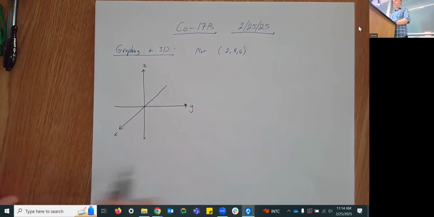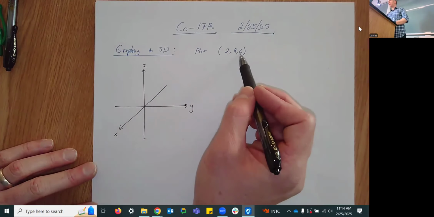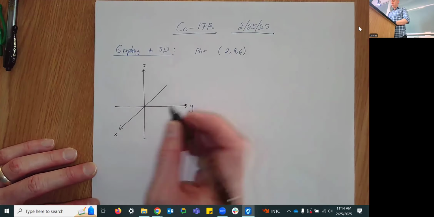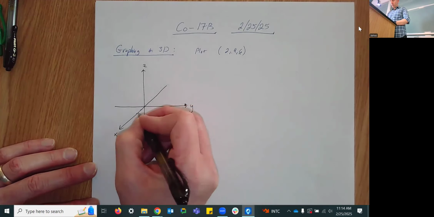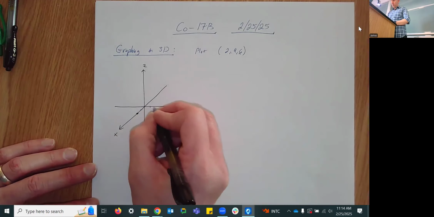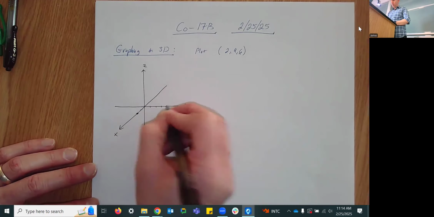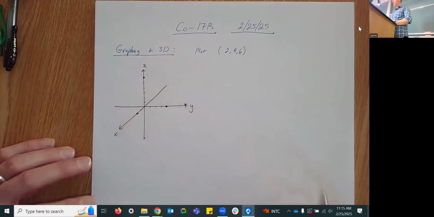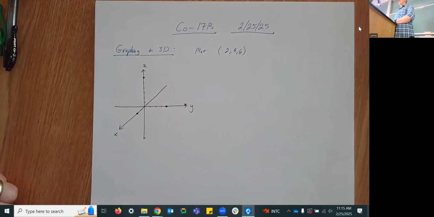And then if we want to plot the point 2, 4, 6, we're going to move 2 in the x direction, 4 in the y direction, and 6 in the z direction. So we're going to go 1, 2 in the x direction, 1, 2, 3, 4 in the y direction, 1, 2, 3, 4, 5, 6 in the z direction. So you have to find the point that has all 3 of those things.